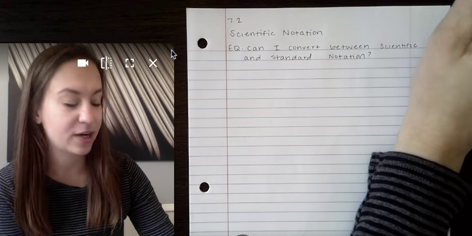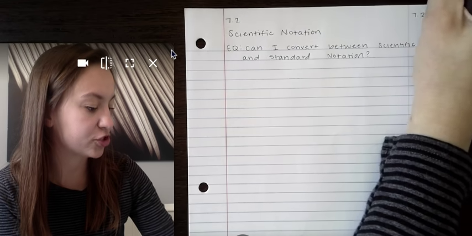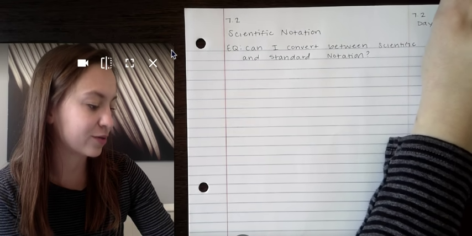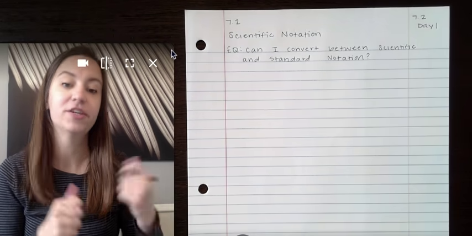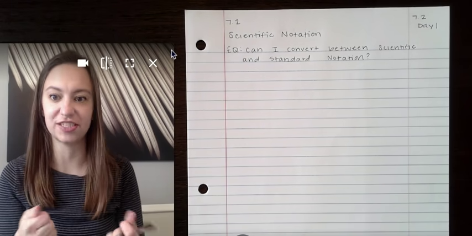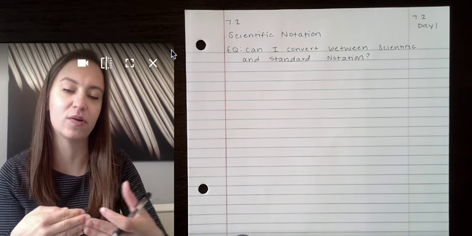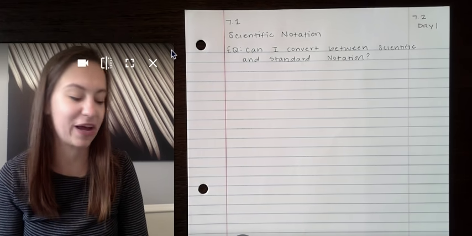Oh, I totally forgot. Up in the corner up here, would you please write 7.2? And this is technically day 1. We're not going to have a day 2, but this is a pattern we're going to get in the habit of, so that when we start getting like sheets and sheets of math, we can put them in order and we know exactly what we're looking for if we need to sift back and look for something.